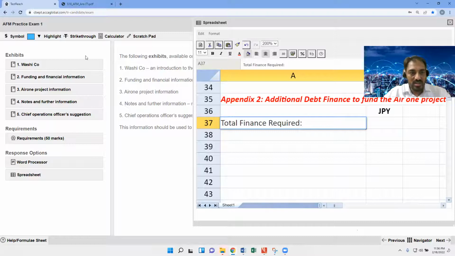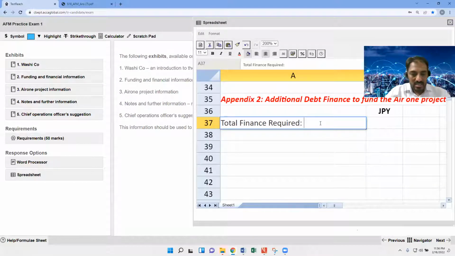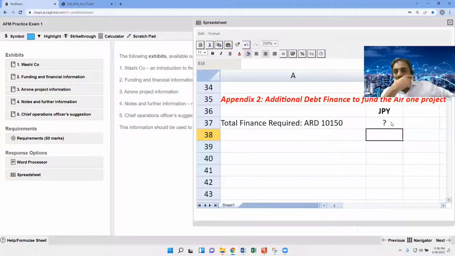The total finance required is ARD 10,150. Air 1 project currency 10,150. That is ARD 10,150. But we don't know the value in terms of Japanese yen. Number one, first of all, we have to develop an approach for what we should do. Even though you become wrong, it's become wrong. No worries about that.